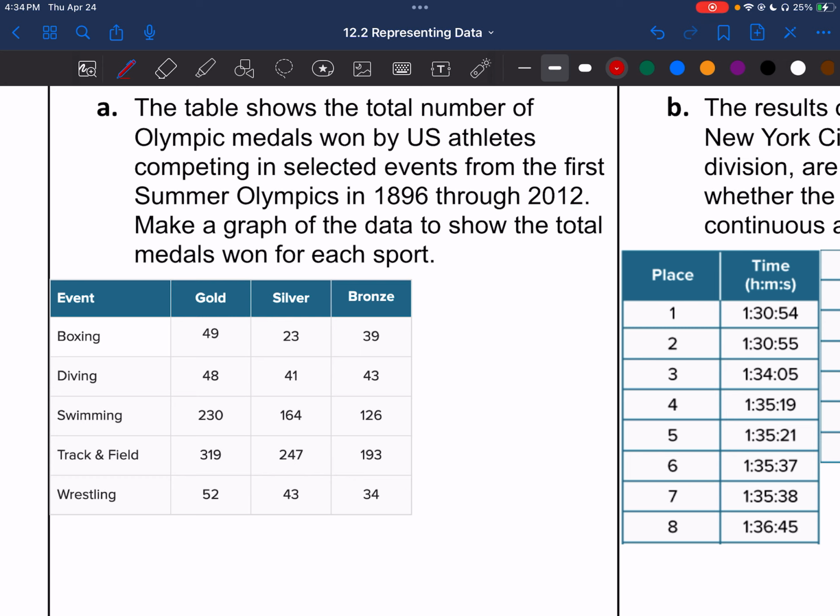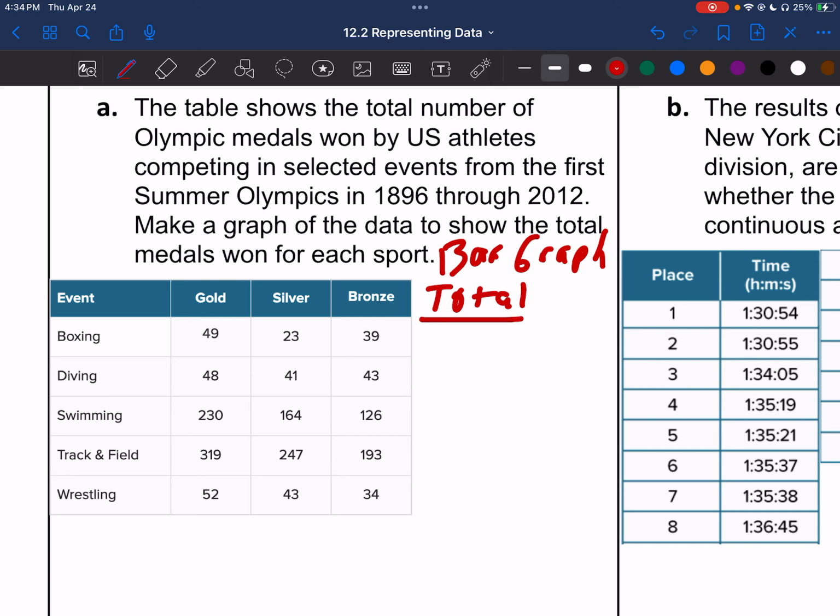So is this discrete or is this continuous? This is discrete. Each one of these is an individual thing. There is no connection between them. So this is going to be a bar graph. Now we need to do a little bit of math. We need to find out what is my total number of medals, because that's what I'm asked to graph.